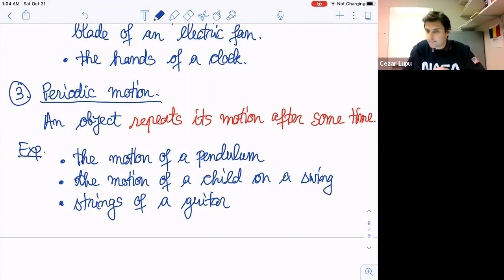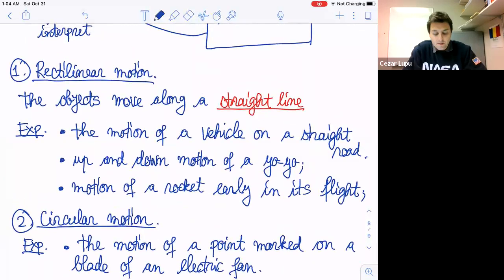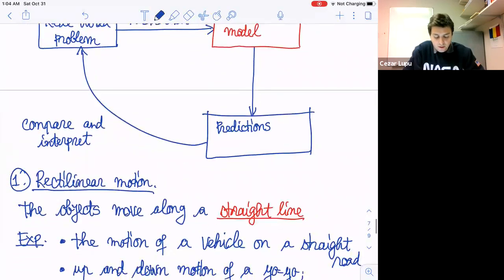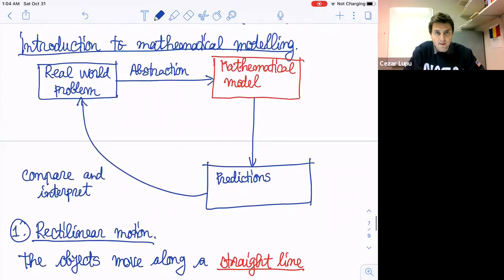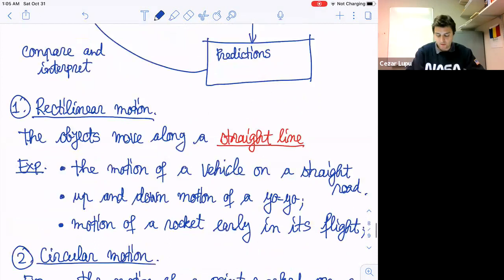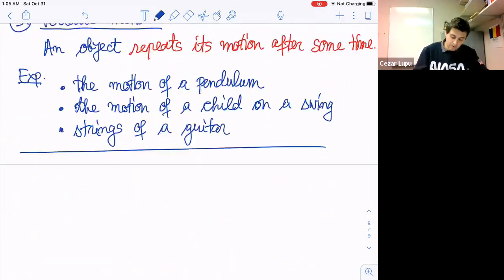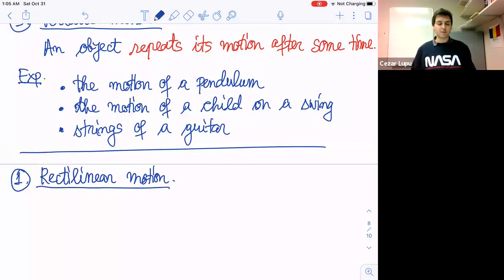So now let's talk about rectilinear motion. Let's look at it again, and also the picture. So this is a real world problem, rectilinear motion, and we want to interpret this. Let's do an abstraction of this, and let's come up with some mathematical meaning of rectilinear motion. So the first one, rectilinear motion. Okay, let's do this.